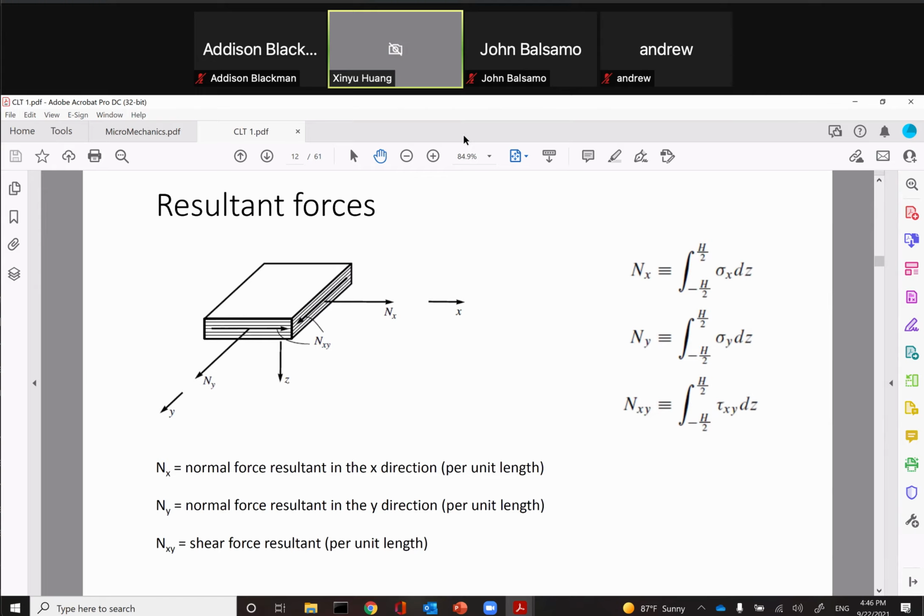Okay, so this is a weird quantity called the resultant force. When you talk about plate theory, a lot of people use this to describe the loading condition of a plate. It's a linear density of a load. It's not a pure load.